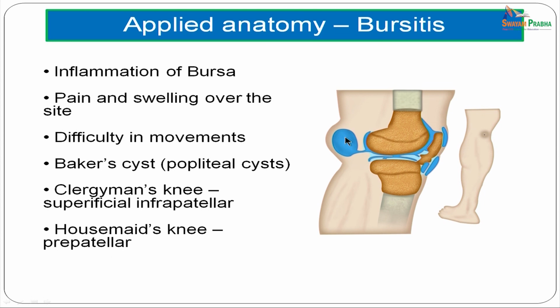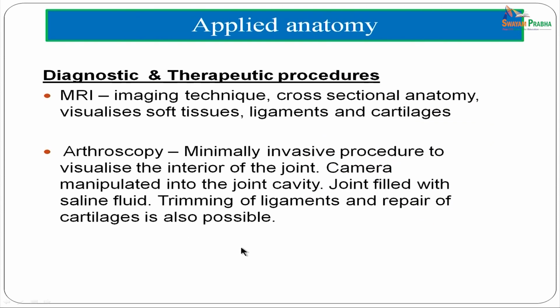There are 2 or 3 bursitis which are common on the anterior aspect. These include the clergyman's knee, which is an inflammation of the superficial infrapatellar bursa. The housemaid's knee is an inflammation of the prepatellar bursa. So these are the various kinds of bursitis which occur in relation to the knee joint.